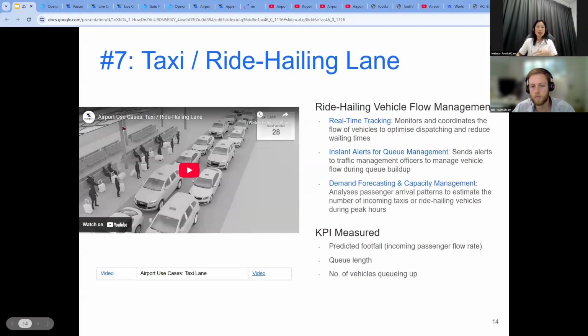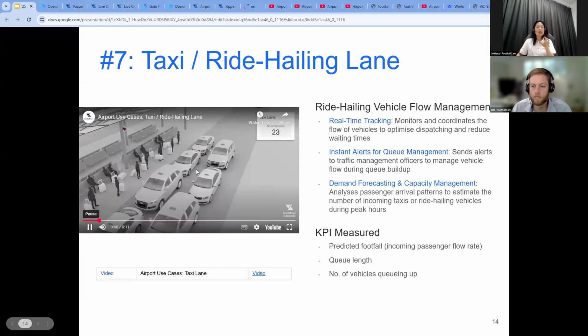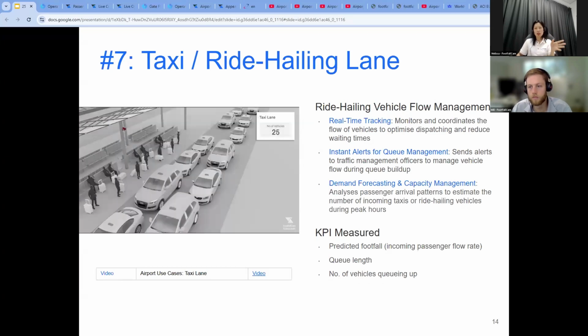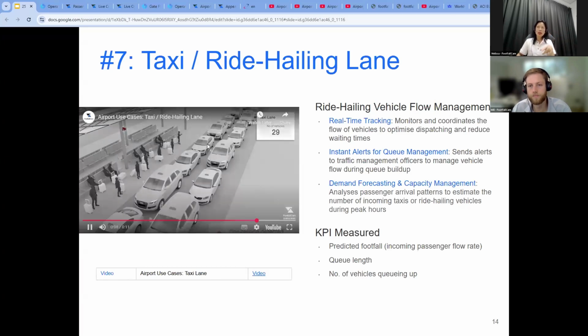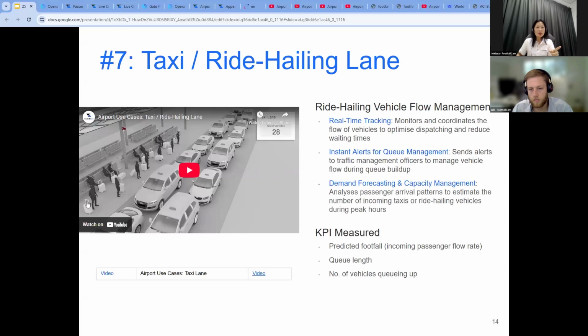So, another location would be the taxi and ride-hailing lane. These are often the first and last physical touch point for many passengers, either at the drop-off or when getting a ride home. It is also a frequent source of complaints when queues are long or coordination is poor. This area is typically semi-outdoor or even completely outdoor, with a large coverage zone, and is not well suited for the traditional sensor which needs to be on the ceiling.